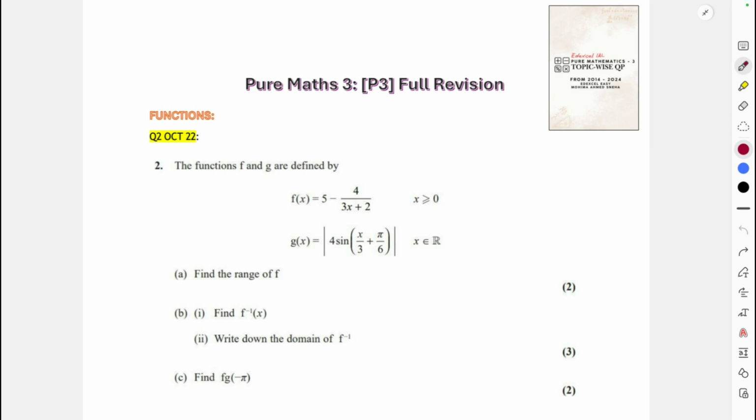Hi everyone, today in this video we are going to solve the functions part from Pure Maths 3 P3. This is going to be a full revision video, part 1, where we will solve all the functions questions. After this we will make other videos for numerical methods, and then for logs, trigonometry, integration, differentiation, all this type.